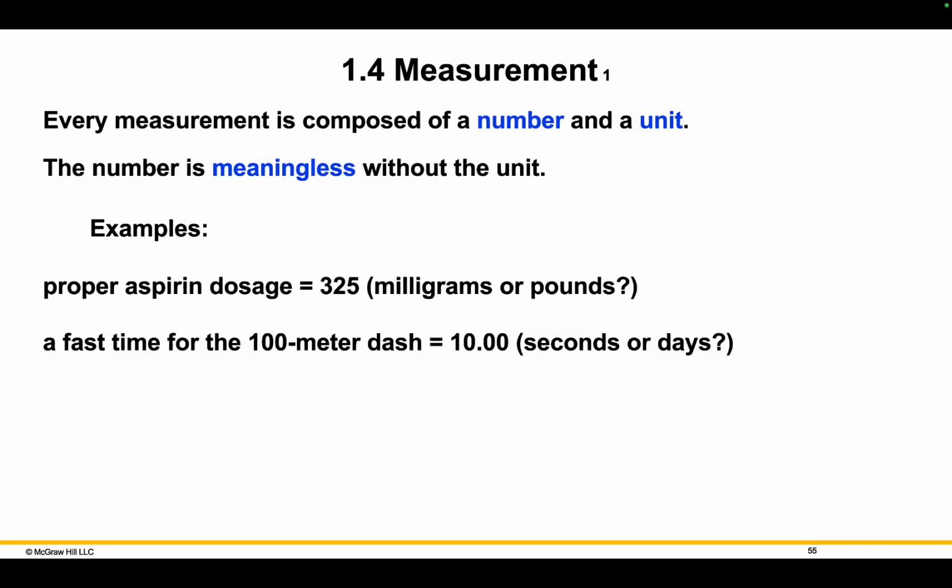The important thing when it comes to measurements is that measurements are composed of both a number and a unit. A number is meaningless without the units, and so when you're talking about things like aspirin dosage, you can say it's 325, but 325 milligrams is a lot different than 325 pounds. So it's really important that you are always including your units, and I'm going to say this so many times throughout the semester, always include your units. It makes your life and my life a lot easier.